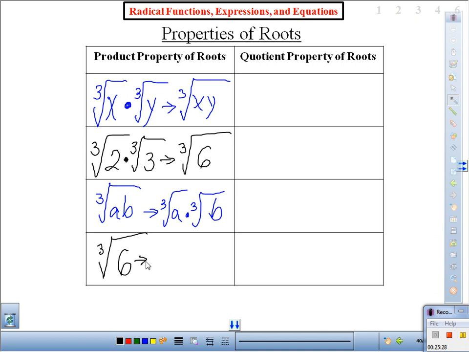Factors of 6, Leo. One and 6, or what are my prime factors? 2 times 3, okay. And how do I rewrite that? Cube root of 2 times cube root of 3. Okay, that's multiplication. Division.